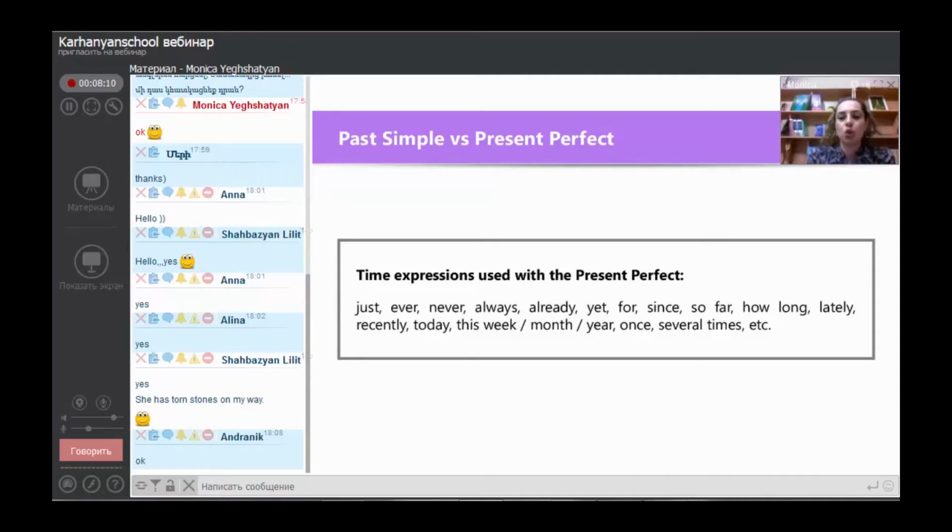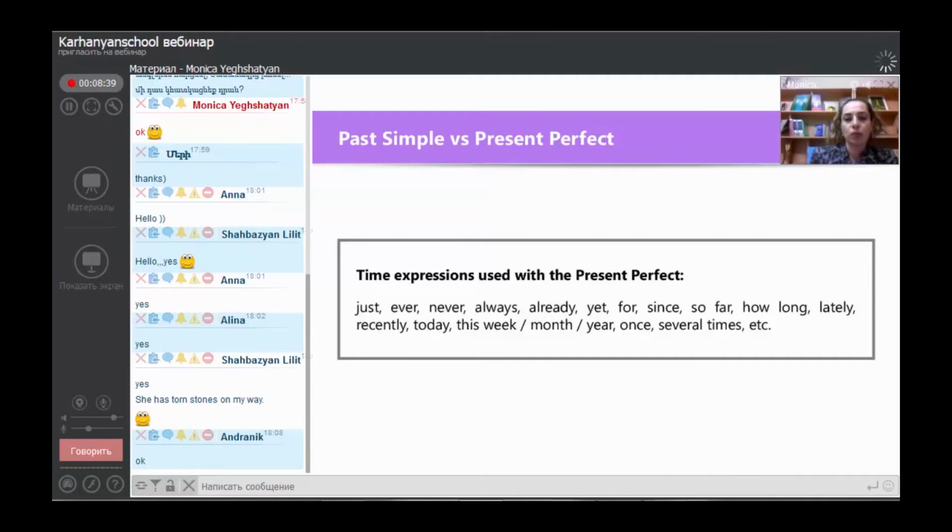What expressions do we use with present perfect? With present perfect, we use just, ever, never, always, already, yet, for, since, so far, how long, lately, recently, today, this week, this month, this year, once, several times, etc.